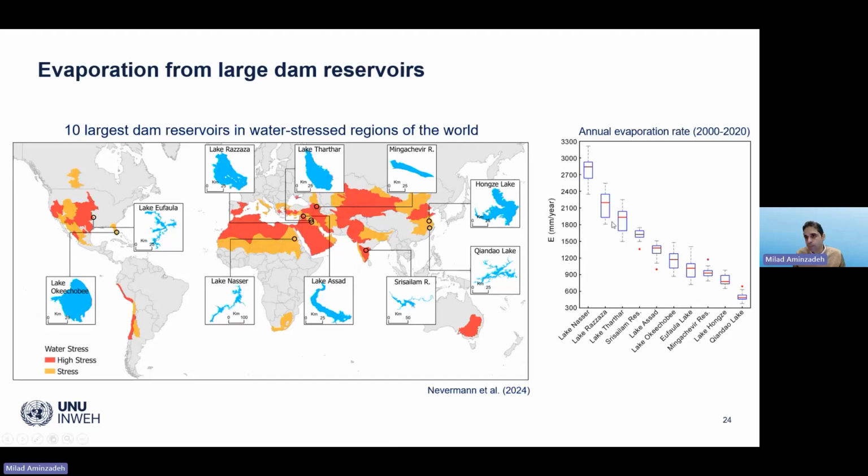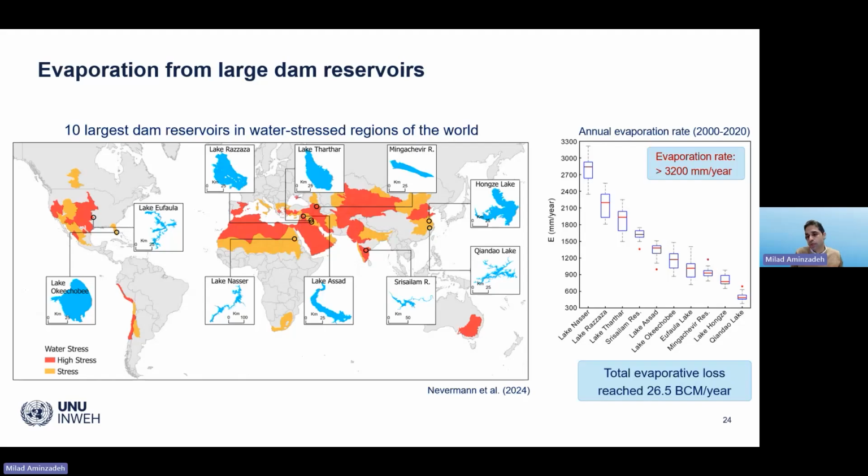On the right-hand side, you see the results of our calculation for the annual evaporation rate from each of these dam reservoirs from 2000 to 2020. For each of them, we first extracted the extent of the water body and then their meteorological data from MERRA-2, and then the calculations. We see in some of these reservoirs, they have quite high evaporative losses. For example, Lake Nasser, in some years we observed the evaporation rate could be more than 3,200 millimeter a year. That's quite a high rate of evaporation.